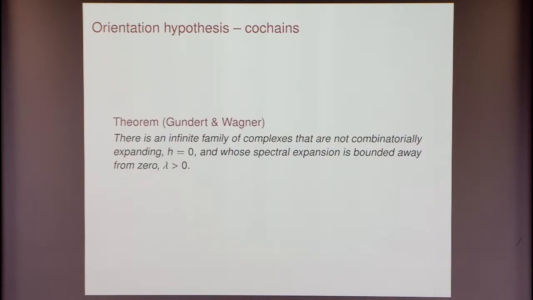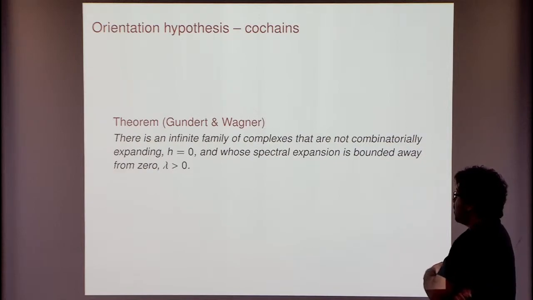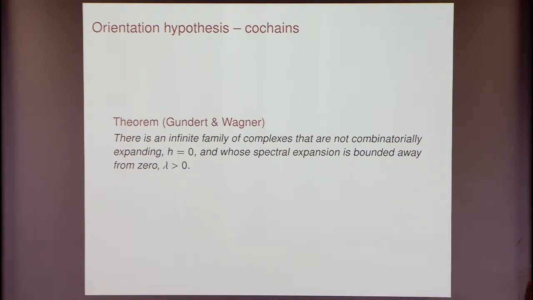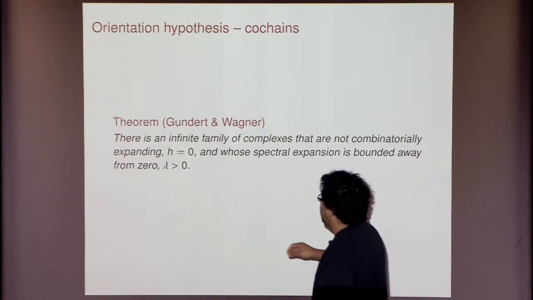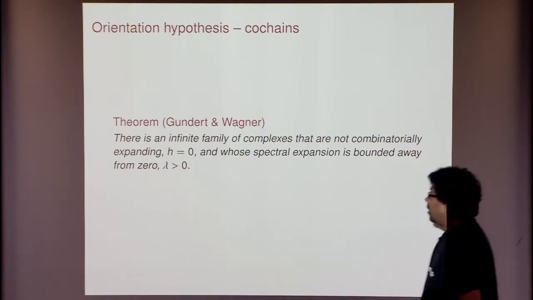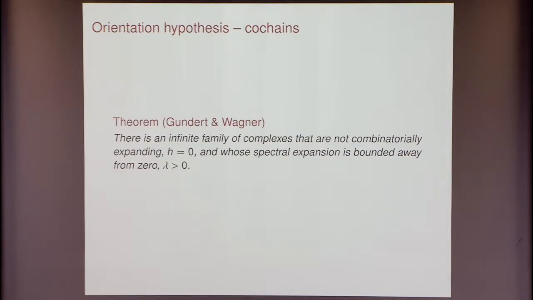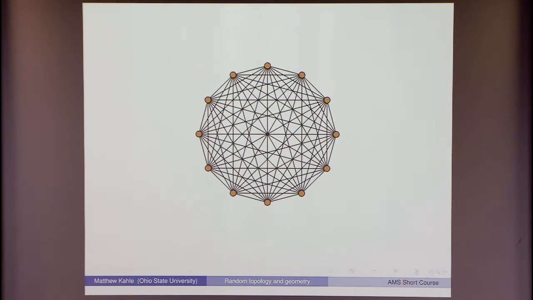Now, what happens if you just completely, again, release the orientation hypothesis? Well, what you find is that this is a proof by Anna Gundert and Uli Wagner, where they use the probabilistic method to prove that there are infinite families of complexes that are not combinatorially expanding. So h is 0, but the eigenvalues are away from 0. All of these have torsion. None of these are pseudomanifolds. And just to show a picture from Matt Kahle, they're using the Linial-Meshulam model, where you throw down this object, and then I basically start throwing down random complexes, and that's what I'm looking at.